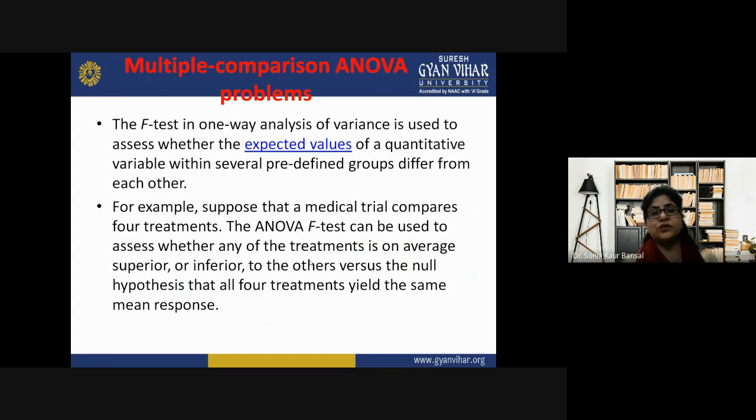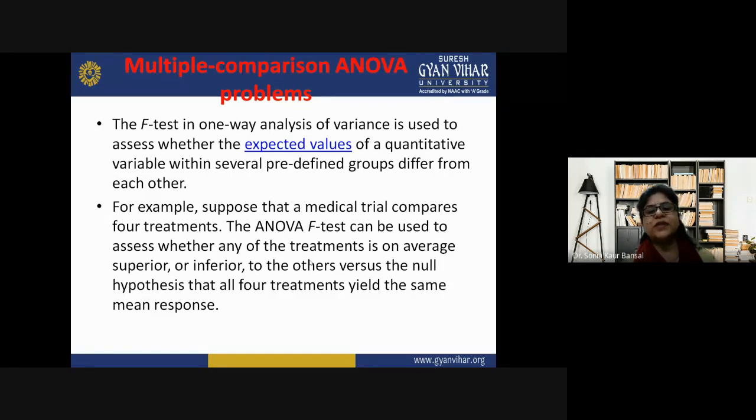So when we actually see the comparison between multiple groups, what are the problems that a researcher faces? The one-way analysis of variance F-test is used to assess whether the expected values of a quantitative variable within several predefined groups differ from each other. In that case, when the F-test is applied, the researcher might face a problem.